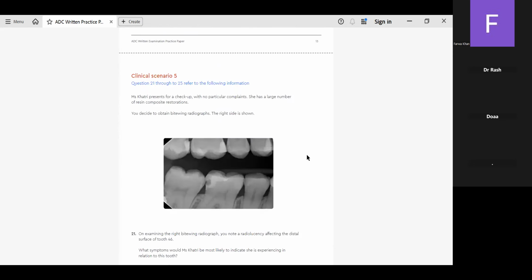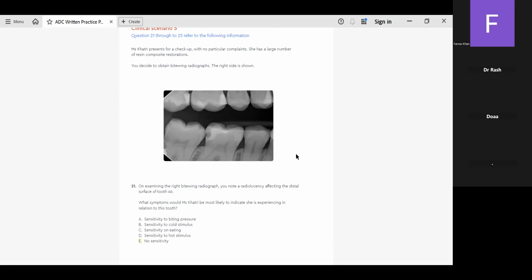All right, next case. Miss Cattry presents for a checkup. No problems. She has a large number of resin composite restorations. You decide to obtain a bite wing radiograph. The right side is shown. On examination of the right bite wing radiograph, you note a radiolucency affecting the distal surface of tooth 4-6.